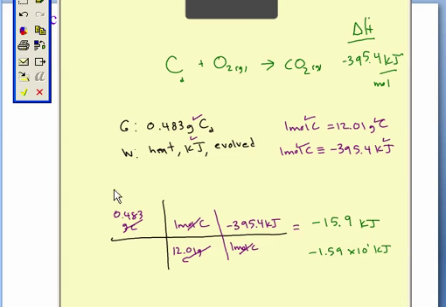Does this make sense? Well, our given amount is much, much less than a mole, and this amount is for a mole. So this is much smaller than the amount of heat given off for a mole. So yes, this answer makes sense. If you were able to get this, give yourself a big pat on the back.